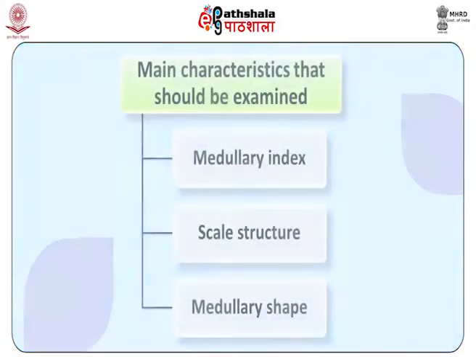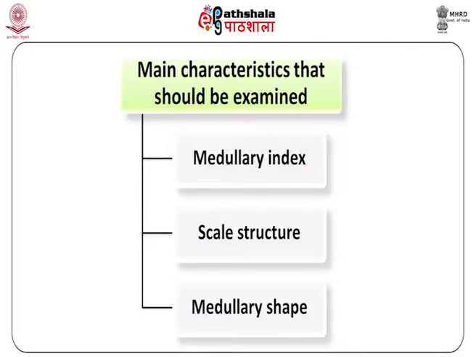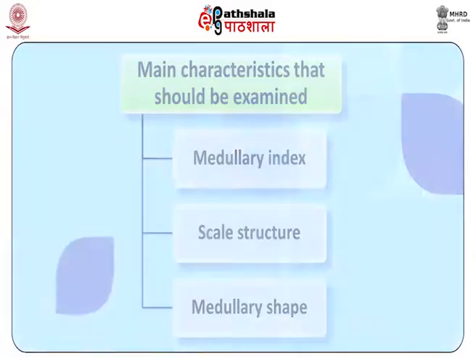Variable characteristics can be exhibited by hair not only from one individual to another but also within a single person. The morphological features of hair can be observed by careful microscopic examination. These features help in differentiating between human hair and animal hair. The control sample should always be considered before reaching a conclusion. The main characteristics that should be examined include the medullary index, scale structure and medullary shape.